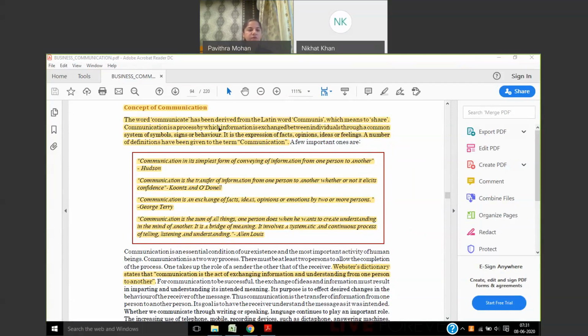A number of definitions have been given to the term communication, so we have to understand basically what communication is. Communication need not be in written format. It can also be verbal format, it can be oral format, it can be non-verbal format. All these things are different forms of communication.